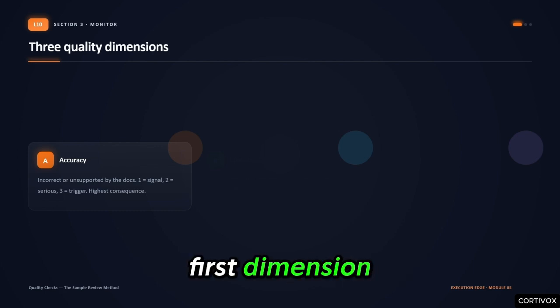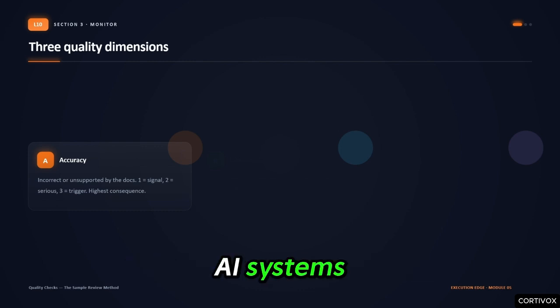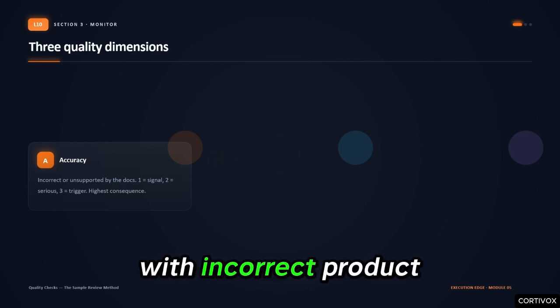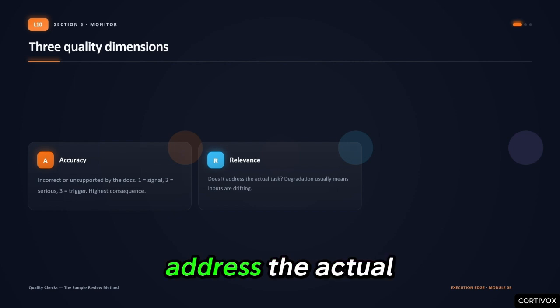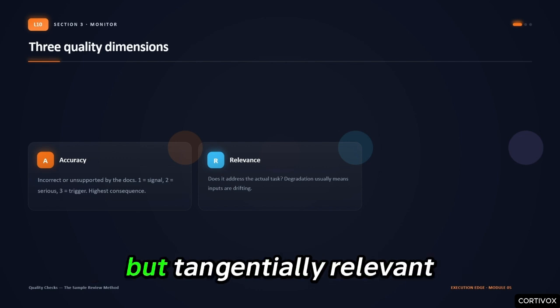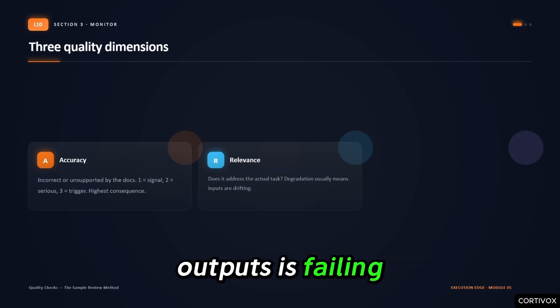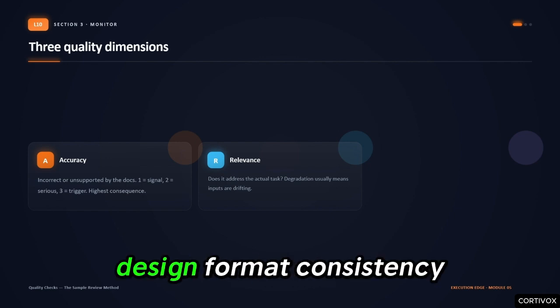Accuracy is the first dimension because it has the highest consequence in most professional AI systems. A customer service response with incorrect product information, a research brief with an unverified claim, a performance report with a metric that does not match the source data. Relevance. Does the output address the actual task submitted? A system that produces technically accurate but tangentially relevant outputs is failing its users, even if every statement is correct. Relevance degradation usually signals that inputs are drifting from the system's design.